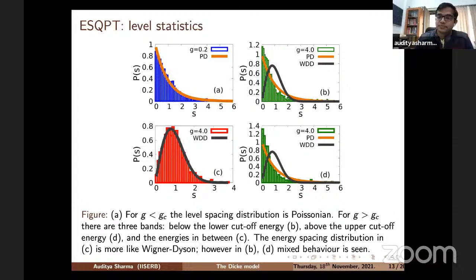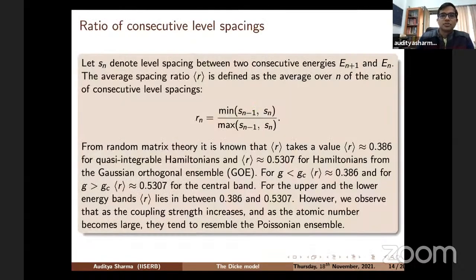So this is the sort of conventional wisdom, but actually some finer studies suggest that it is a central band of the superradiant phase that seems to agree very well with the Wigner-Dyson. But if you look at bands which are above a certain critical energy and below a certain critical energy, in fact the statistics is somewhat mixed, but it's closer to Poissonian than Wigner-Dyson, right? So this is also confirmed when you look at the ratio of consecutive level spacing. So random matrix theory tells us that the value of this average of R should be around 0.53 if you're in Wigner-Dyson, and for Poissonian it's going to be 0.39 or so.